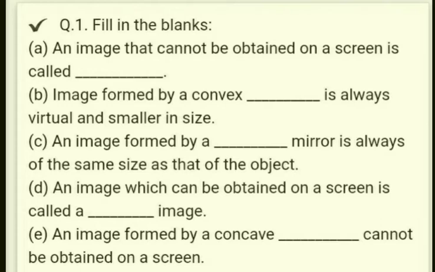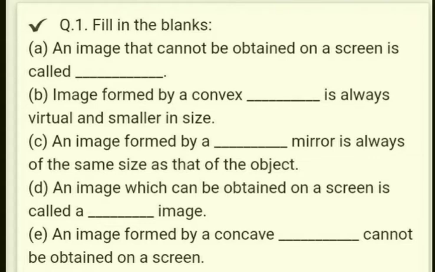Next question. An image formed by a dash mirror is always of the same size as that of the object. Yes, a plane mirror will only produce an image of the same size. So the answer is plane mirror. Next question. An image which can be obtained on a screen is called a dash image. So which can be obtained on a screen? Yes, real image. So the answer is real image.